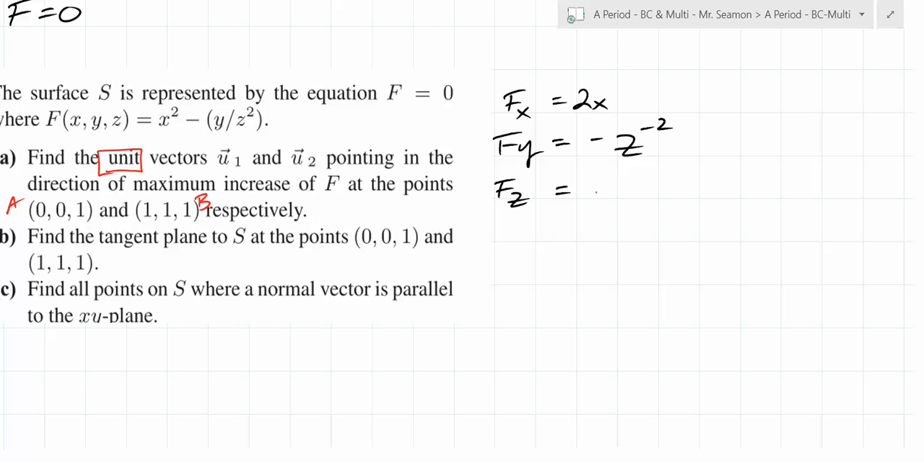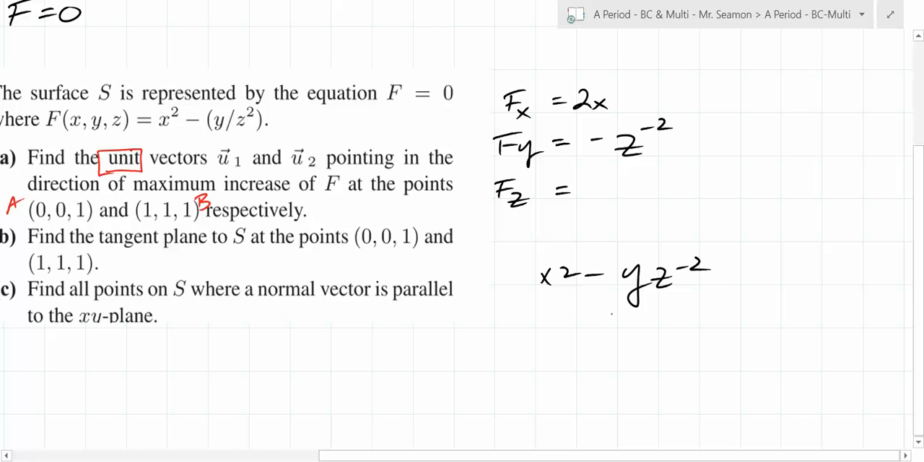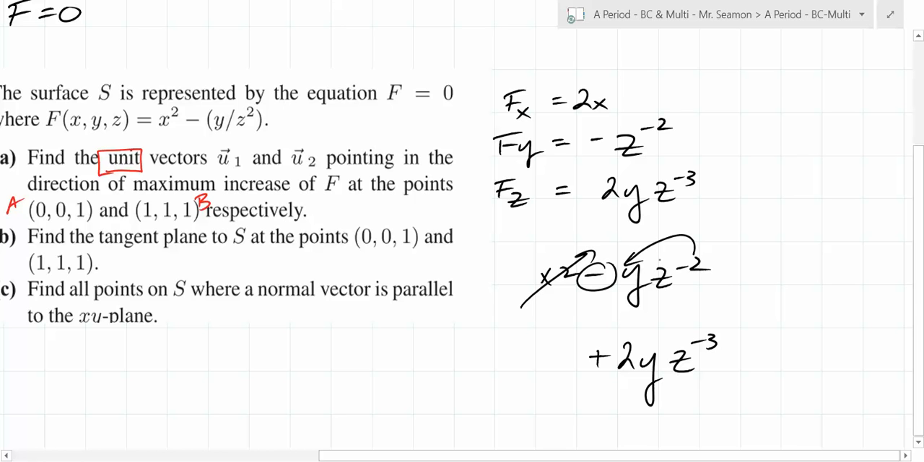And what's fz going to be? Yeah, so if you actually have to think about this one a little bit. You have x squared minus yz to the negative 2. If z is the only thing changing, what's going to happen? This is gone, right? Correct? So you're going to end up with positive 2yz to the what? Negative 3. So you get 2yz to the negative 3. Does that make sense? Yeah. Correct. So because it was negative out front and then this drops to the front, it makes it positive.